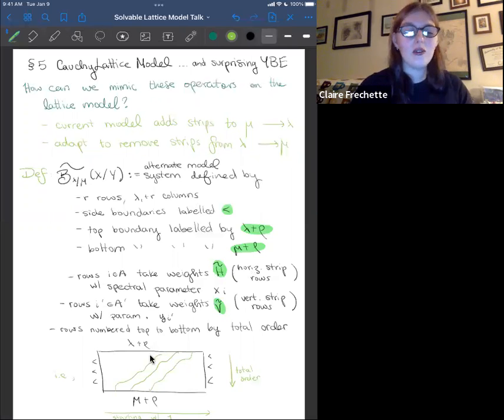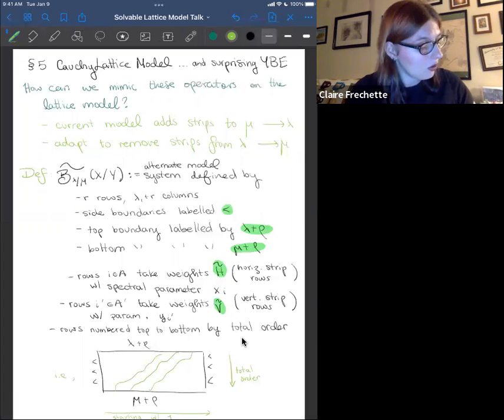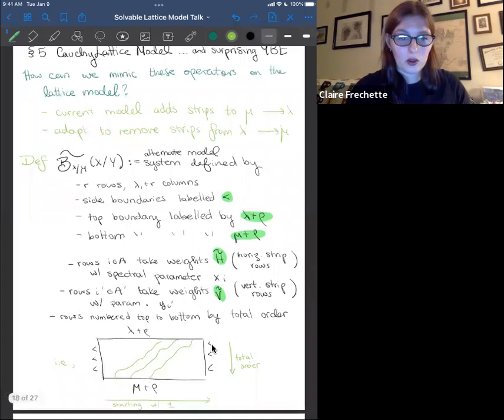And then we're again going to number our rows from top to bottom according to a total order. So our little cartoon of how this works looks like this, where in our previous model, particles traveled diagonally this way, and now they travel diagonally the other way.